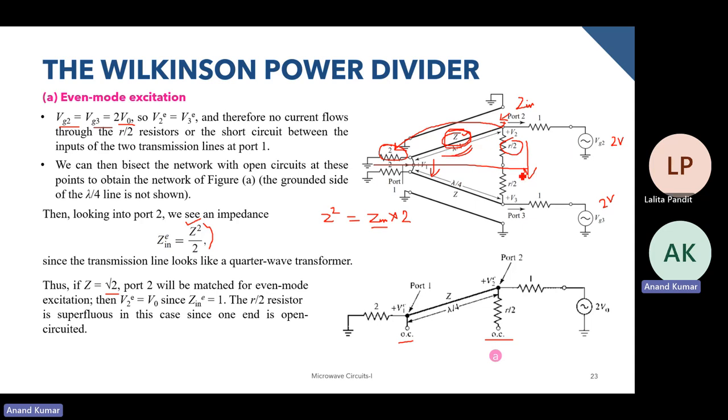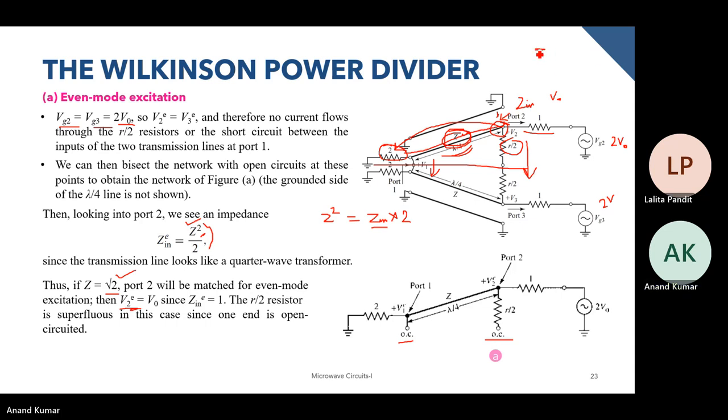So we're trying to match this for even mode now, and this Z turns out to be root 2 for even mode excitation. If this is root 2 and this entire thing is matched, then V2 will become this V2E, and this particular node will become V0. So we are giving 2V0 over here, right? And this will become V0 if this particular thing is matched. This entire thing is 1, and the input over here is also 1 if this Z becomes root 2. So this will look like a power divider.